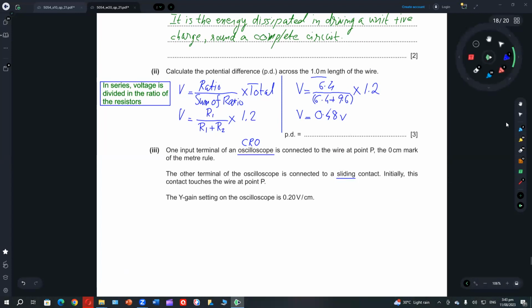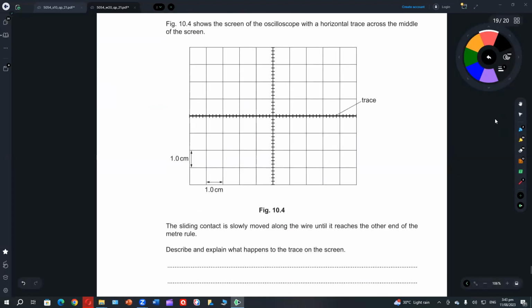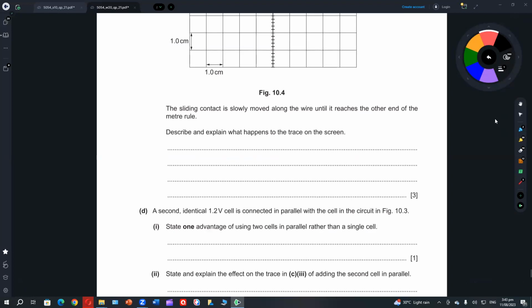So write it and put a tag here later. Okay, now can you please move forward and you can see this question, this part.